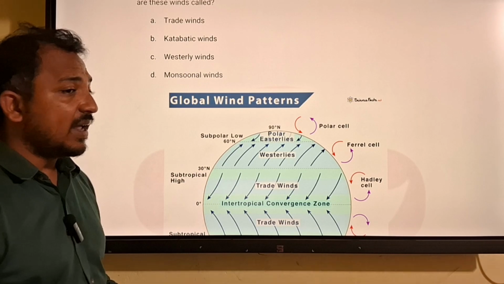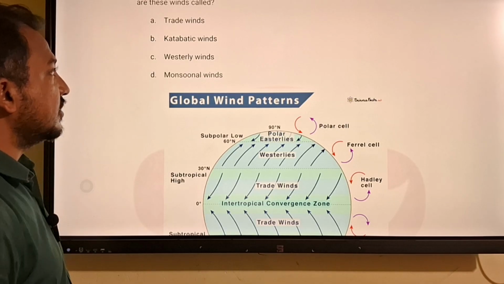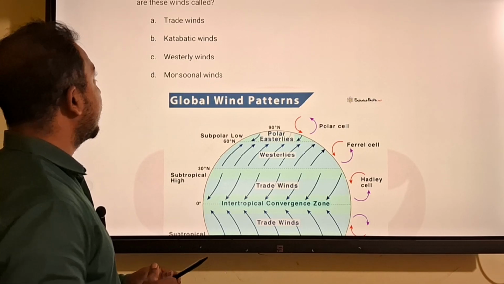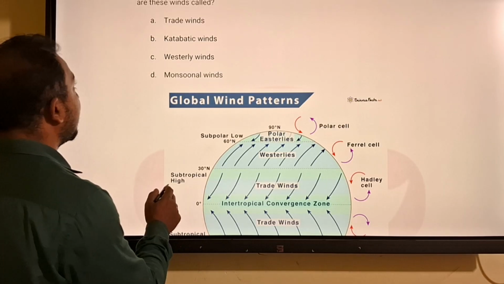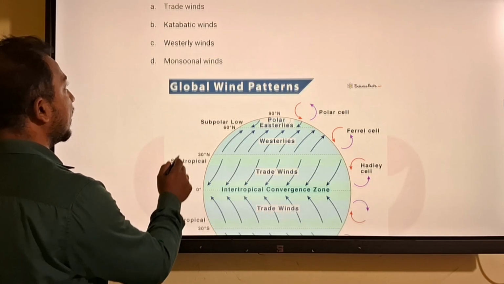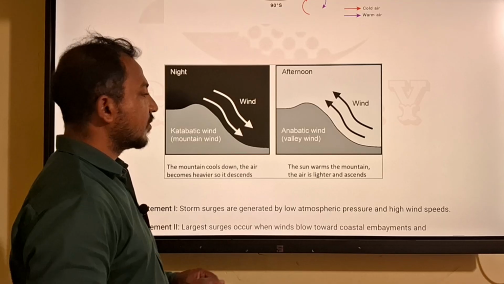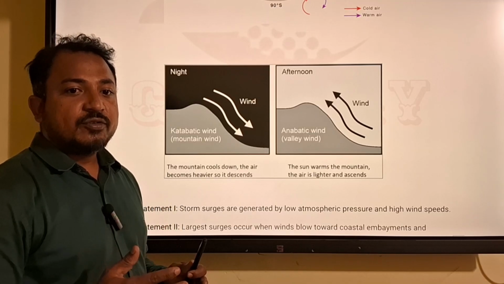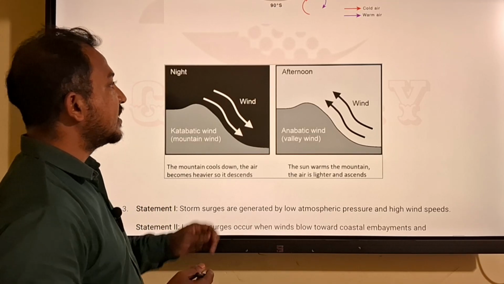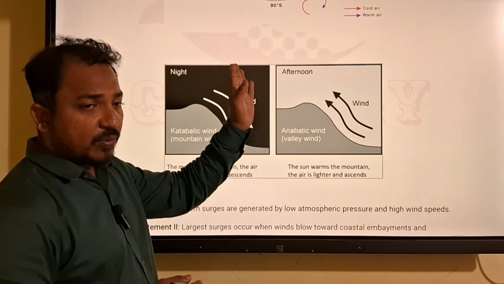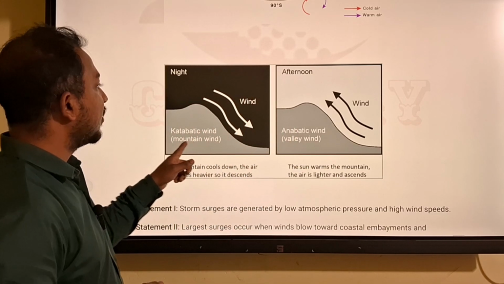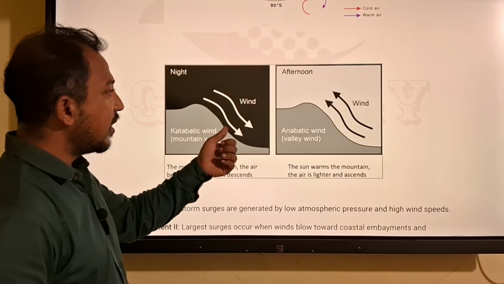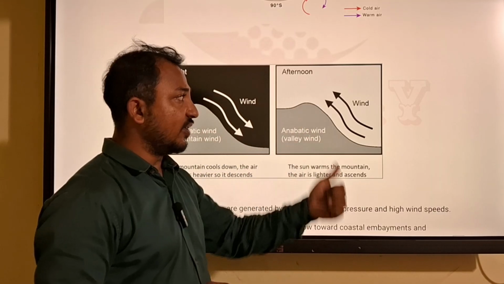So while climbing up valleys occupied by glaciers, one has to climb up against the wind. What are these winds called? The two local winds you'll find: one is your anabatic wind, another is your katabatic wind. So one is your anabatic, which is, you can say, upslope wind. Another is your katabatic, downslope wind, which is called a mountain wind, and the upslope wind is called your valley wind.